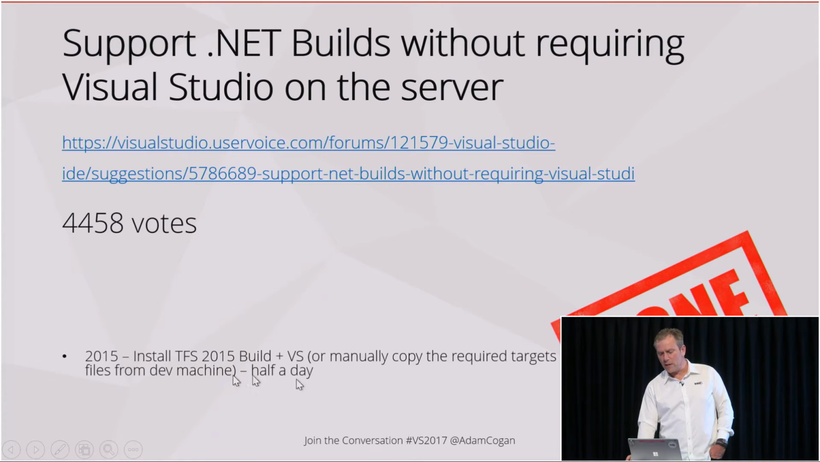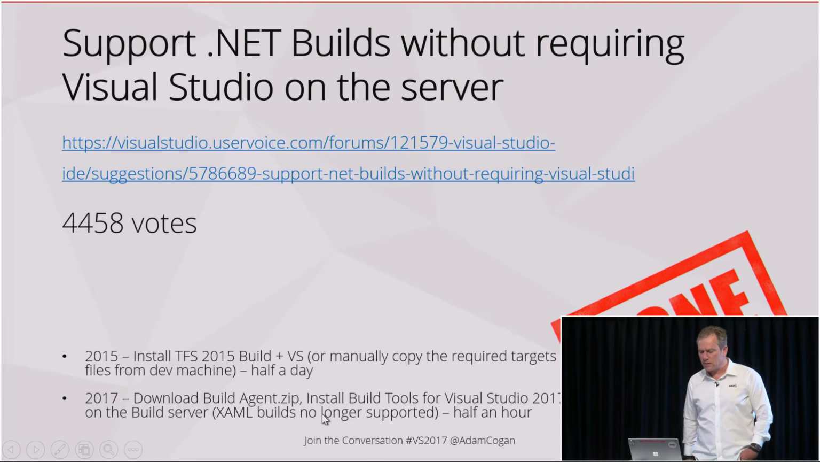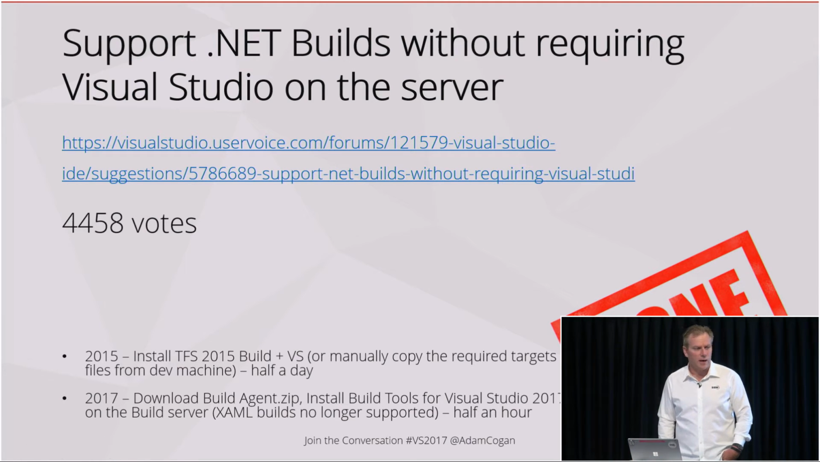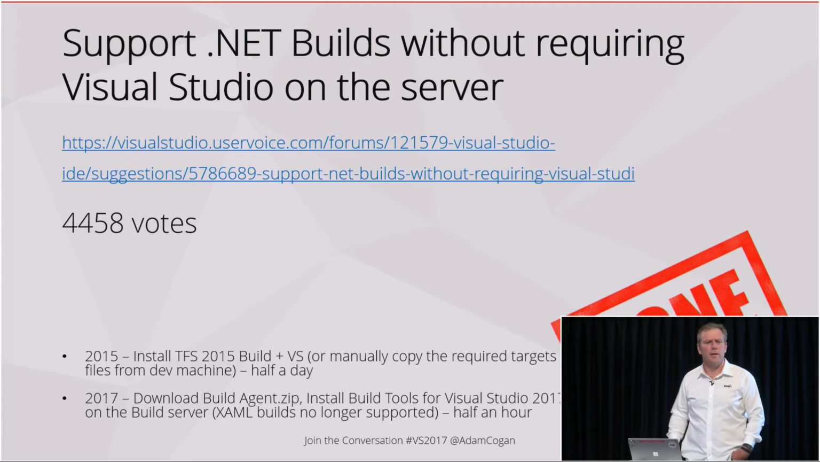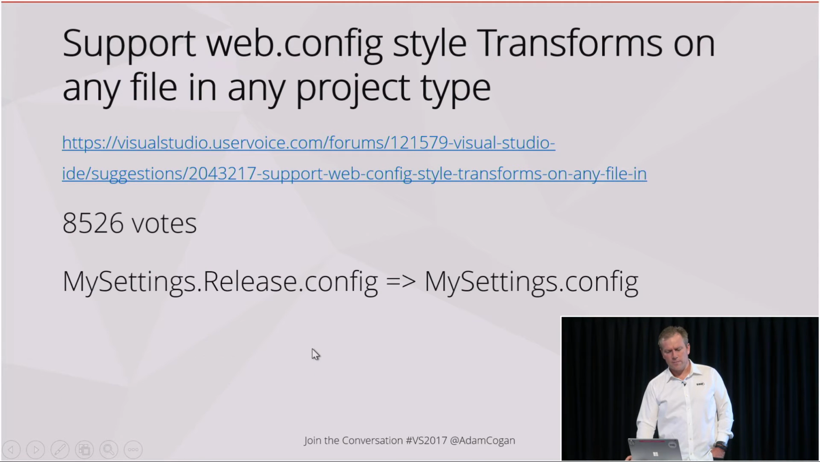So in the old days, it would take you about half a day to get this machine up and running. Now we're talking about 20 minutes. You just download this buildagent.zip and you're pretty much good to go. Be aware it doesn't support XAML builds. Does anyone here care about the old XAML builds? One person. So it's a pretty quick conversion, so I wouldn't worry about it too much. You can get it converted. We're talking like 15, half an hour, you have it converted.